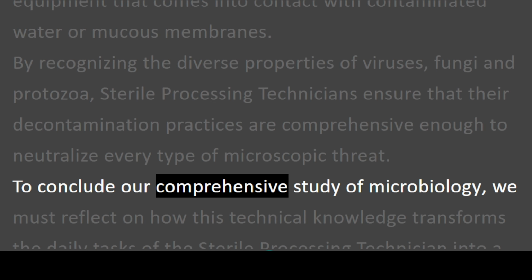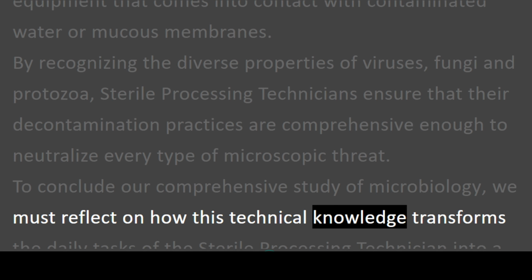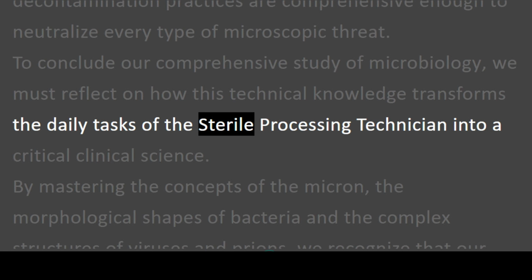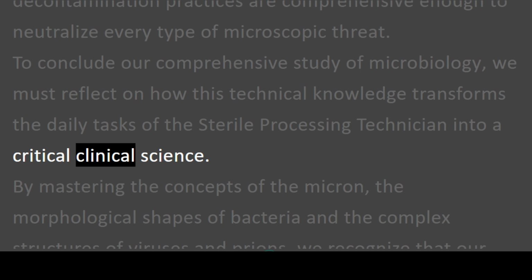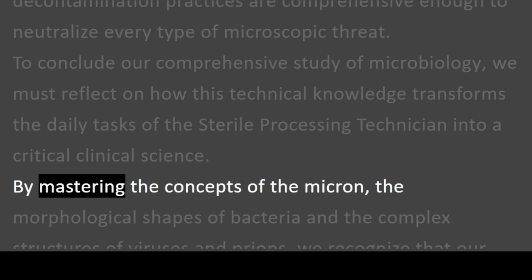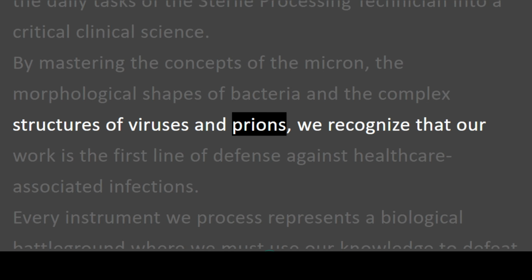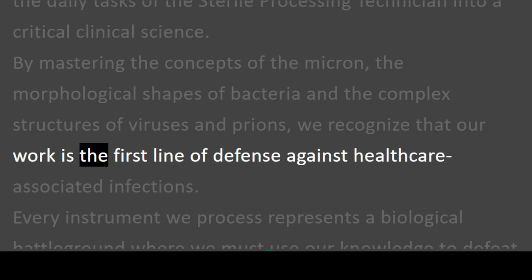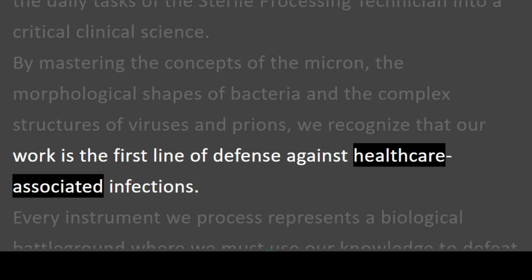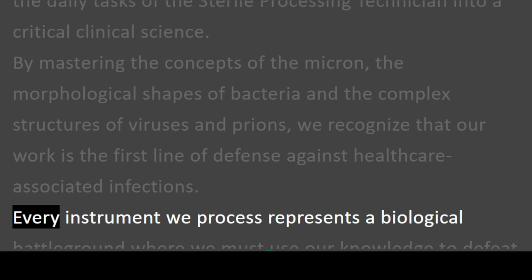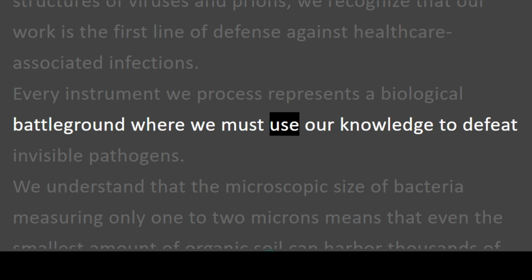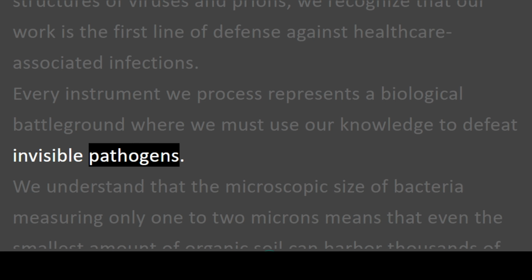To conclude our comprehensive study of microbiology, we must reflect on how this technical knowledge transforms the daily tasks of the sterile processing technician into a critical clinical science. By mastering the concepts of the micron, the morphological shapes of bacteria, and the complex structures of viruses and prions, we recognize that our work is the first line of defense against healthcare-associated infections. Every instrument we process represents a biological battleground where we must use our knowledge to defeat invisible pathogens.